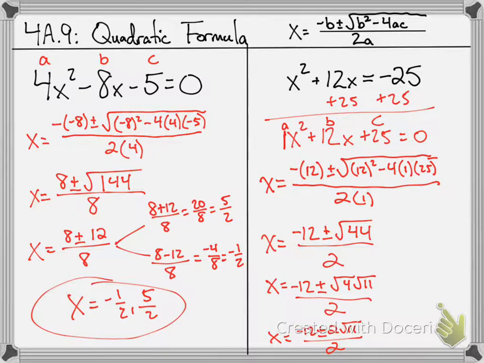Now if I look really closely though, negative 12, that front 2, all being divided by 2, this can actually simplify just a little bit further. Negative 12 divided by 2 is negative 6, plus or minus 2 root 11 over 2 is root 11. So my final answer for x is negative 6 plus or minus the square root of 11.